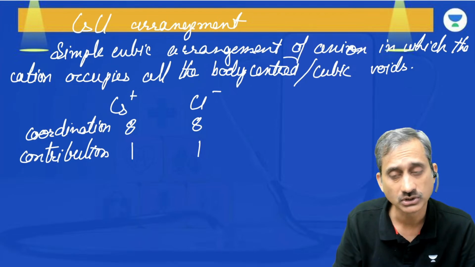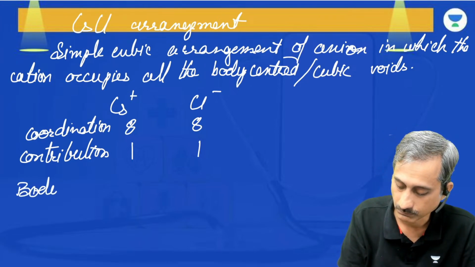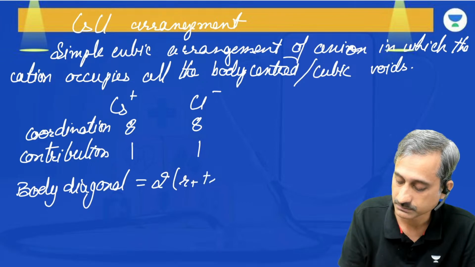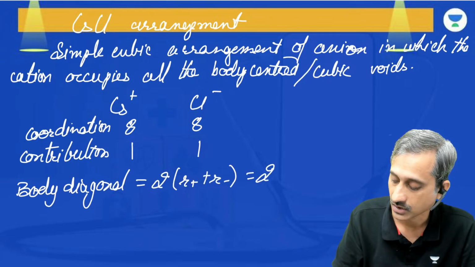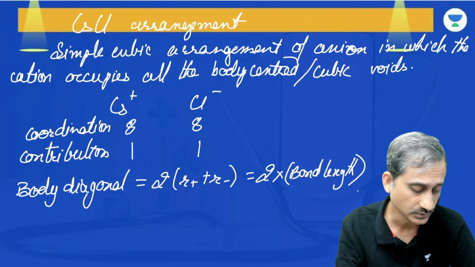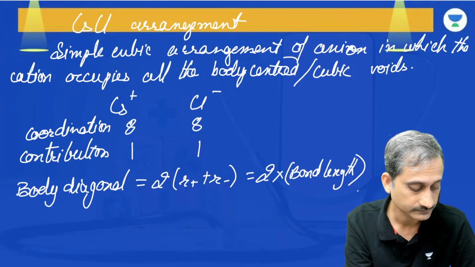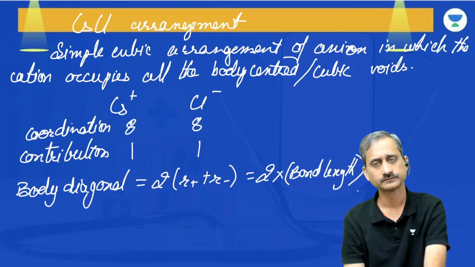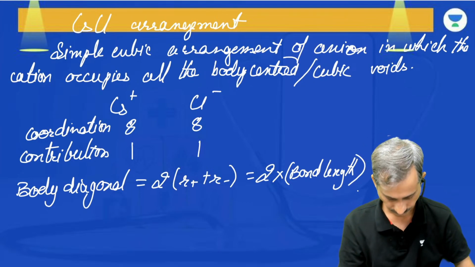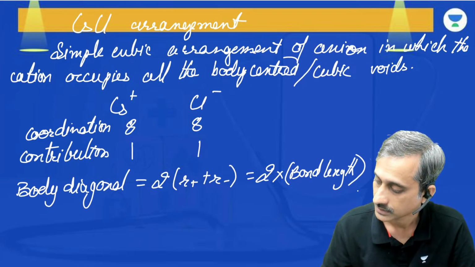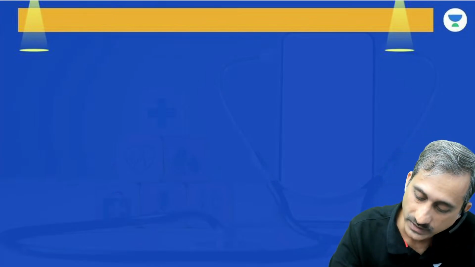Now, one very important thing about the cesium chloride arrangement is that the body diagonal is equal to twice of R plus plus R minus, and that's equal to twice the bond length. So if you are given the radius of the cation and the body diagonal, you can easily find out the radius of the anion as well. So this kind of question is generally asked. Anybody have anything to ask about the cesium chloride arrangement? Okay, once you have talked about the cesium chloride arrangement, now let's get along with another arrangement.